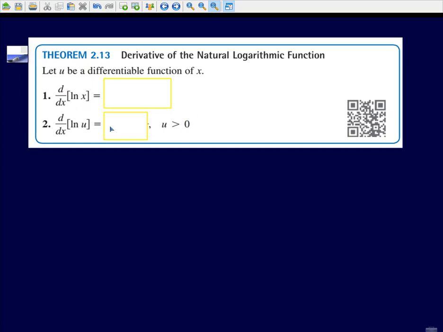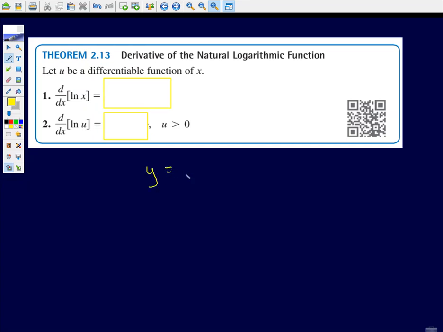I've left the boxes blank because I'm going to repose the question and try and work it out for you, how we know what the derivative of the natural logarithm function is. I could repose the question as y equals, or f of x equals, let's do it like that actually, f of x equals the natural logarithm of x, and we want to know what is f prime of x.